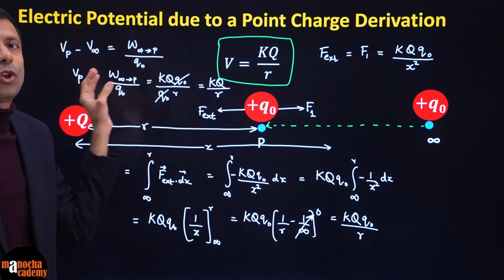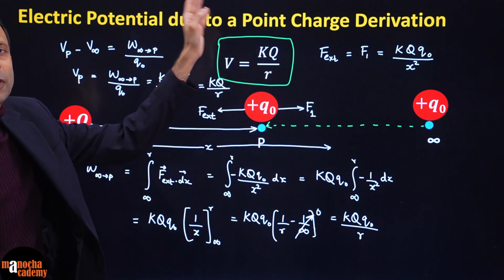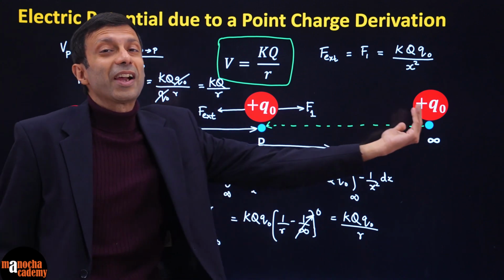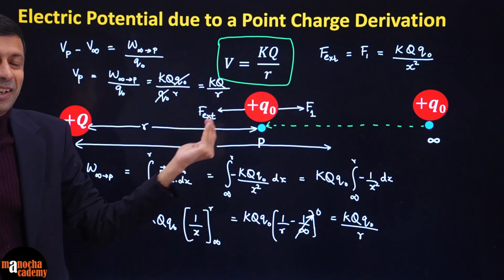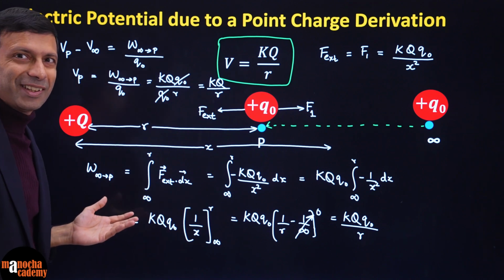And again, if your q is negative, the electric potential will be negative, this value will become negative. If it's positive, the electric potential at this point P is positive, and always we are comparing it from infinity, bringing it from infinity to P. And that's the entire derivation here.